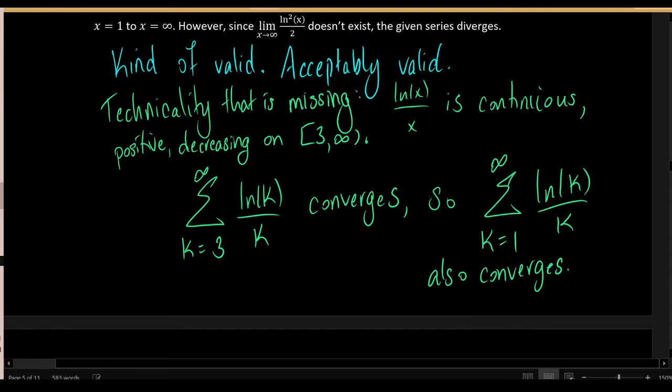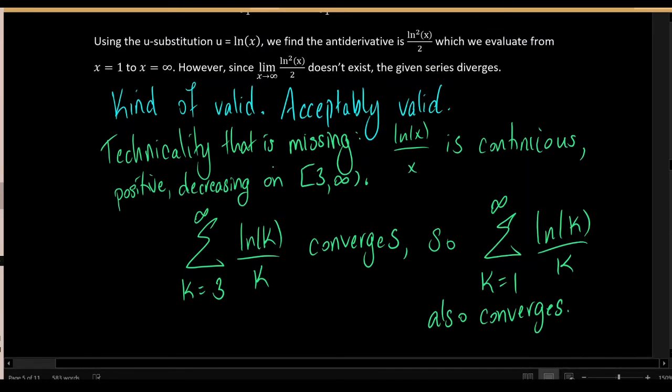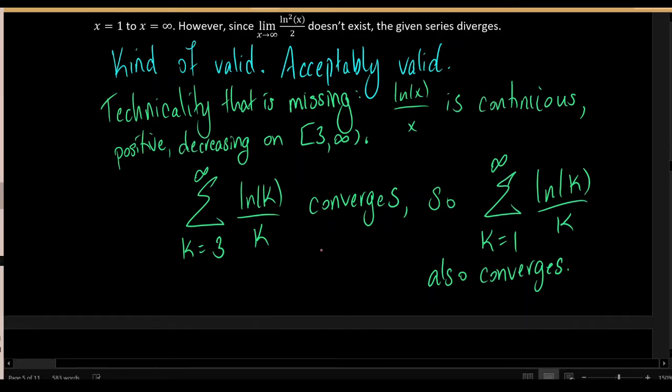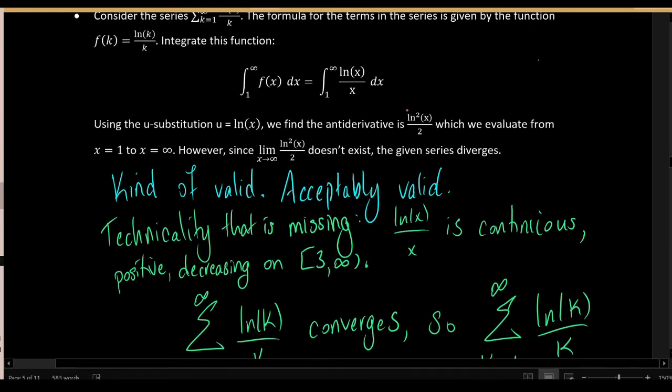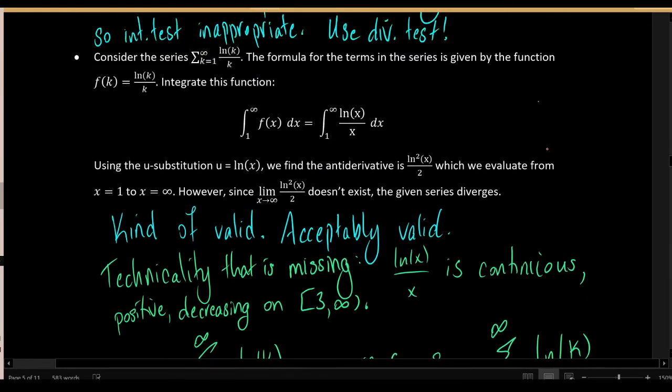So this would be the addition that I would make to this argument to make it absolutely airtight, flawless, and perfect. I would acknowledge the fact that the formula that I have is only continuous, positive, and decreasing starting from x equals 3, which means that the series converges starting from k equals 3. But because convergence is not affected by starting position, that implies that the series converges starting from k equals 1, corresponding to the series that we were given at the beginning of the problem.